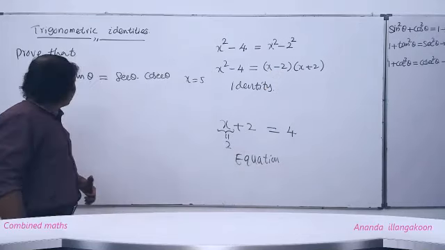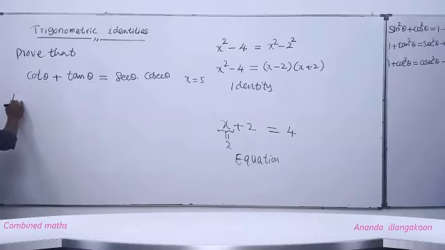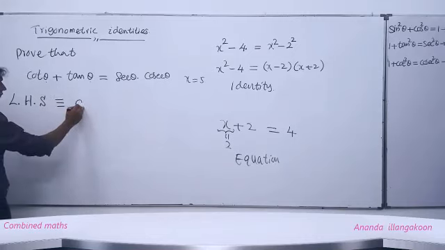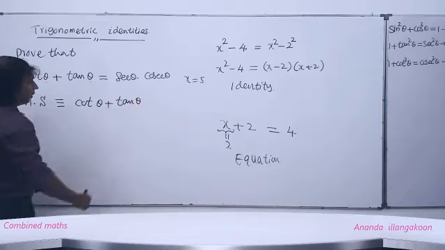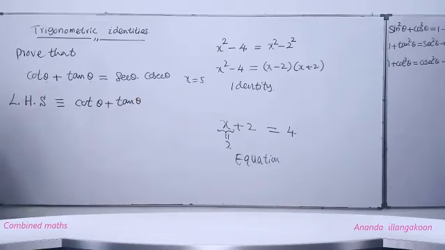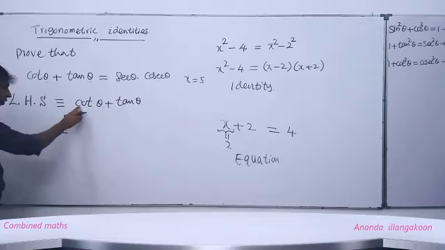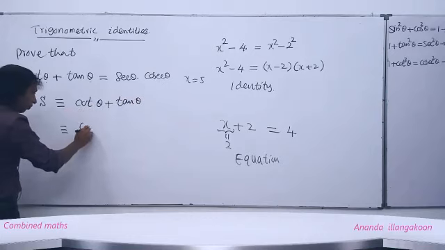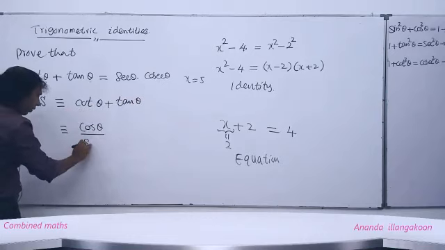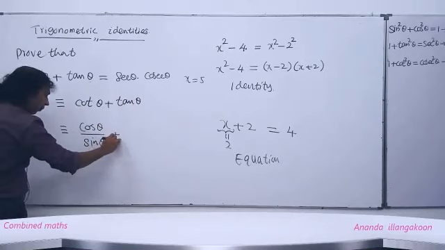So therefore, I'm going to start from the left hand side. Left hand side is cot theta plus tan theta. Now you know how to write cot theta. People, I said, when you write cot theta, we have to write the ratio starting with C. It is cos, no? Cos theta divided by sine theta. This is the cot theta.